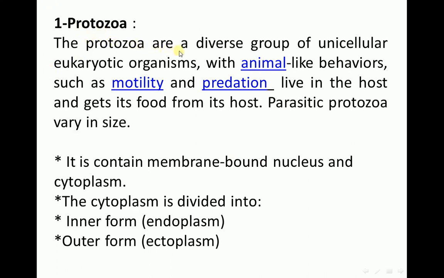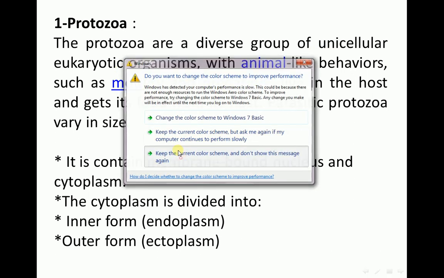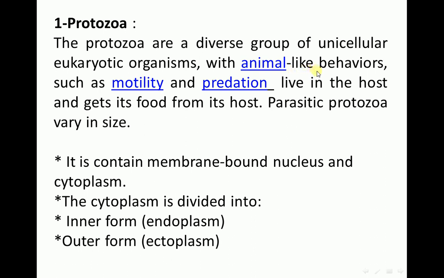Protozoa are a diverse group of unicellular eukaryotic organisms with animal-like behavior, such as motility and predation. They live in the host and get their food from the host. Parasitic protozoa vary in size. The cell contains a membrane-bound nucleus and cytoplasm. The cytoplasm is divided into two regions: the inner region, called endoplasm, and the outer region, called ectoplasm.